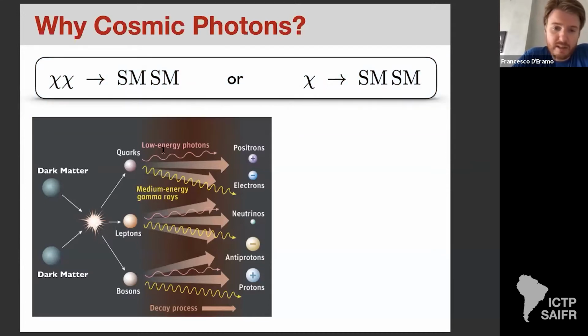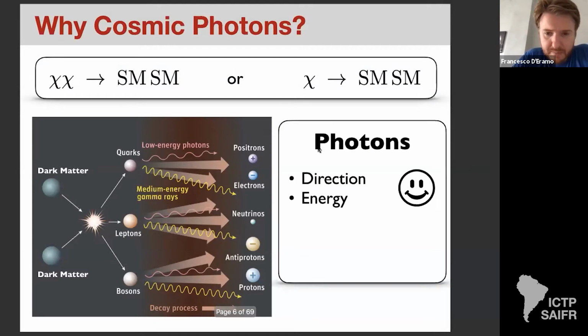So I will discuss both cases and I will make connections among them later on. I would like to mention that there are good things about photons. I mean, there are good things and bad things about all the possible final states. Since we're focusing on photons, the good thing about photons is that they carry directional and energy information because they propagate without further interaction with the interstellar medium, the intergalactic medium.